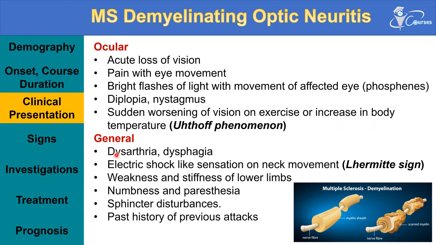Some general symptoms of demyelination. The patient doesn't always have to present with ocular symptoms. They can present with general symptoms like dysarthria, dysphagia, and an electric shock-like sensation on neck movement, which is called Lhermitte sign. This was also asked before in the MCQs. Also weakness and stiffness of the lower limbs, numbness and paresthesia, sphincter disturbance, and past history of previous attacks. So all these can be present in a patient with multiple sclerosis.